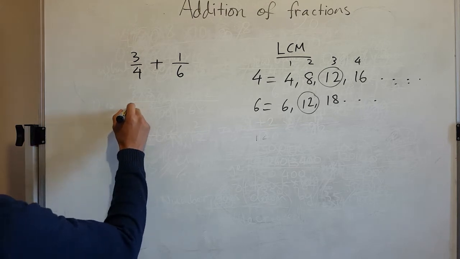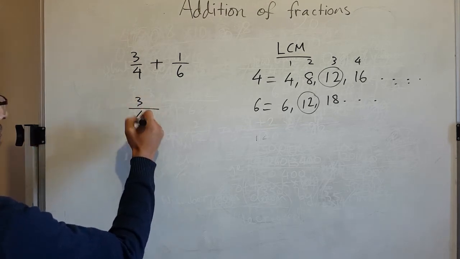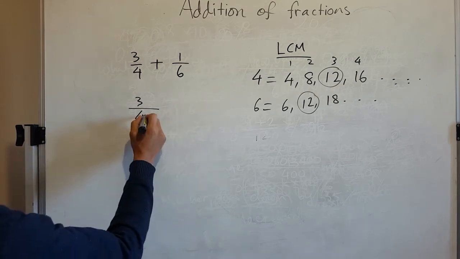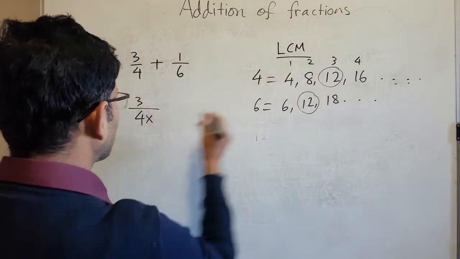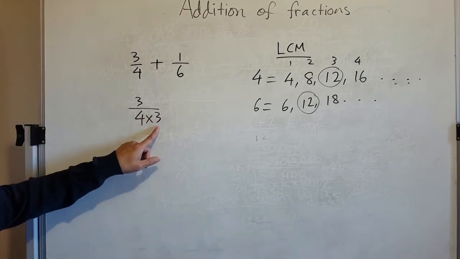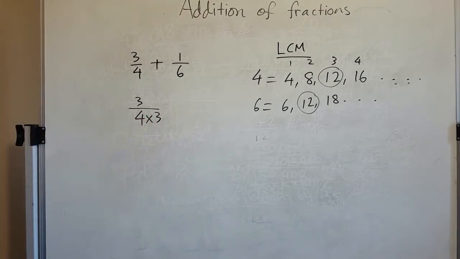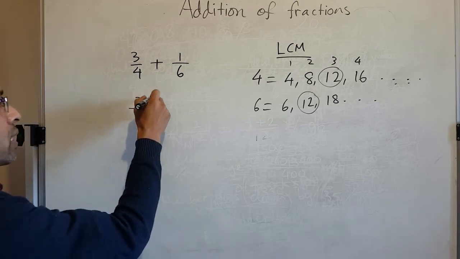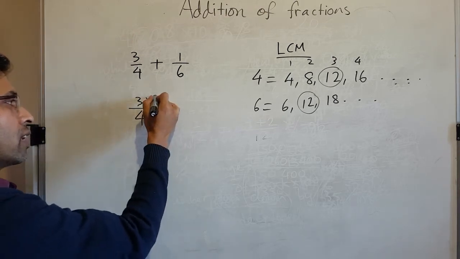In order to do that, we just write down the original fraction that is given, and 4 we can make 12 by multiplying by 3. But when you are multiplying by 3 in the denominator, we have to multiply by 3 in the numerator as well in order to keep the value the same.